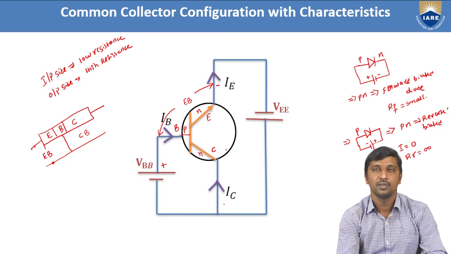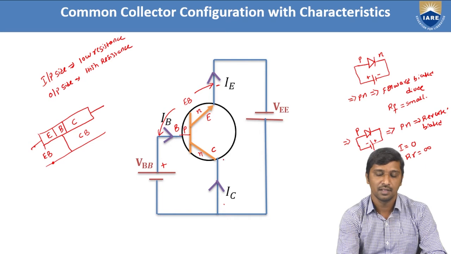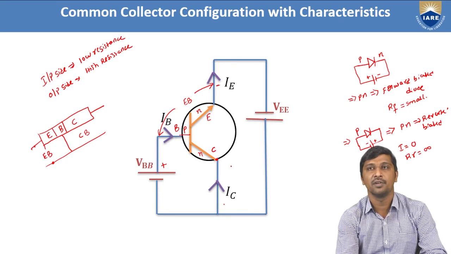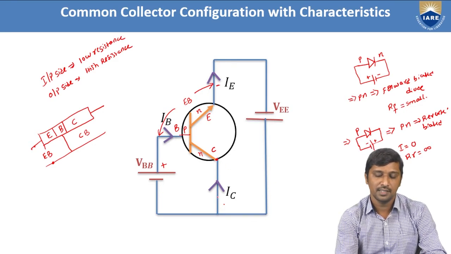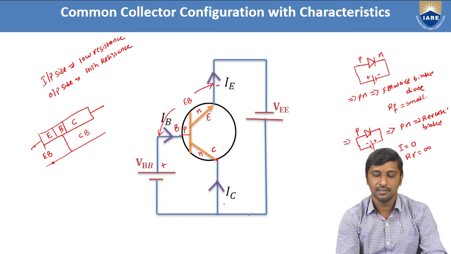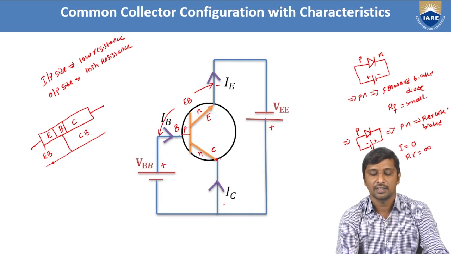Similarly, on the output side, we need to show that the collector-base junction should be reverse biased. That is the reason I took this as the collector terminal. The collector is made up of N-type material. Hence, this collector is connected with the positive pole of the battery.